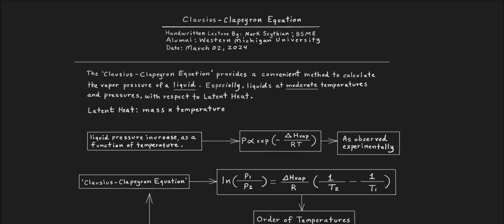The title of this video lecture is Clausius-Clapeyron Equation. This particular equation can be used to compute water vapor pressure or liquid vapor pressure in general. So if you're working with combined cycle or steam applications, you cannot use the ideal gas law because water vapor is not an ideal gas.